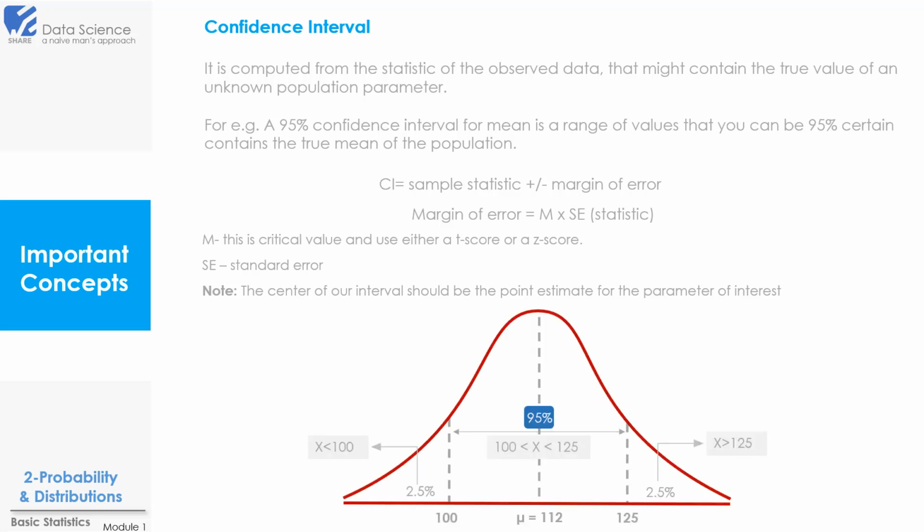So here I have shown a normal distribution curve with a confidence interval of 95%. It is showing the value of x between 100 to 125. And it will be less than 100 only 2.5% of the time and greater than 125 only 2.5% of the time. So if we see the value of mu that is given here, it is the population mean and it is equal to 112. And the value of x is between 100 to 125. So we are 95% certain that our population mean will lie between this range. So this is what confidence interval tells us.